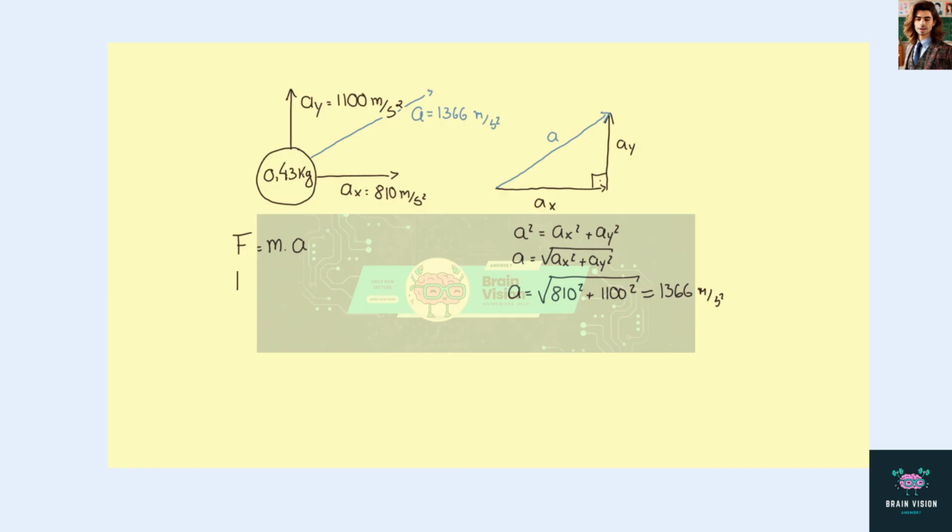Then we have the following. The magnitude of the resulting force is equal to 0.43 times 1366. And this gives us a resulting force of approximately 587 newtons.